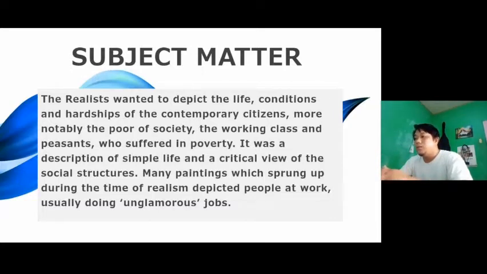Many paintings which sprung up during the time of realism depicted people at work, usually doing unglamorous jobs. I can relate this to the artwork of our national artist Vicente Manansala, The Builders. It's not attractive to look at, but it depicts the life of the people, the suffering, the poverty, and the working class. When he exhibited it, it was not fully appreciated because it was new to the eyes of Filipino people. But in other countries, it had already started and they were beginning to appreciate it.